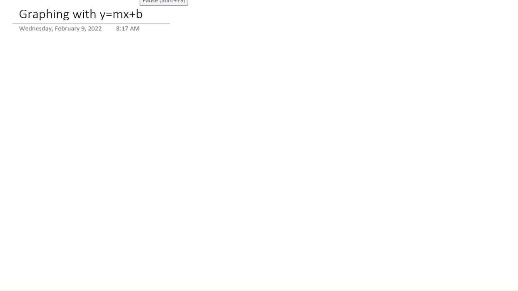So today we're going to graph using the slope-intercept form. We're going to start off with, I guess this is slide 4, question B. I'm going to walk through the whole thing. I'm going to walk through doing the math and then going to Desmos. So pay close attention.